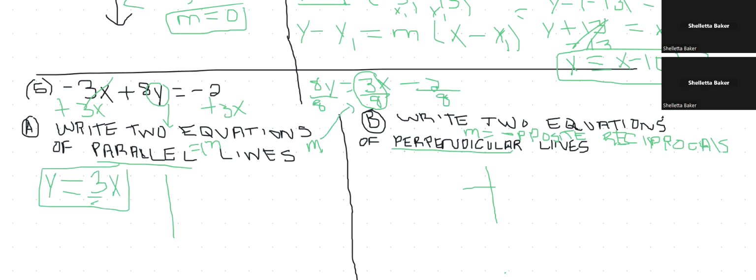For equation 1 of the perpendicular line, we're going to have the opposite reciprocal of 3/8. So this time we want our sign to be opposite of positive, and then we'll take the reciprocal of that fraction. So we're going to flip it over and we'll get -8/3. So that first equation for the perpendicular lines, we could write as y equals negative 8/3 x.